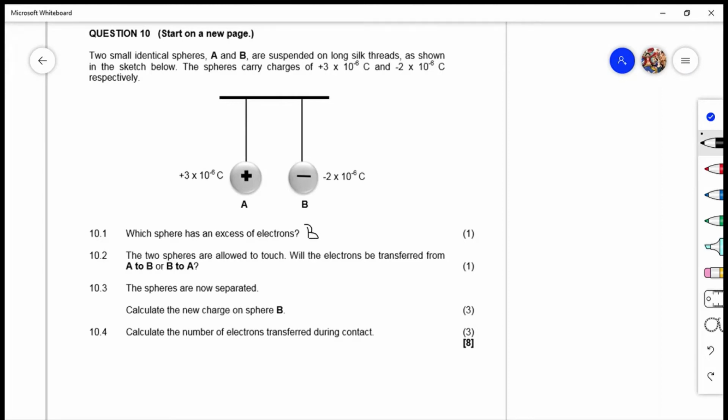Question 10.2. The two spheres are allowed to touch. Will the electrons be transferred from A to B or from B to A? Electrons always move from a negatively charged sphere to a positively charged sphere, so from negative to positive. Sphere B is going to donate electrons to sphere A. So our electrons will be transferred from B to A.